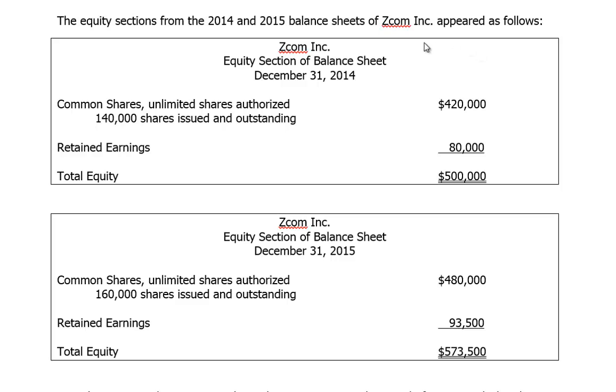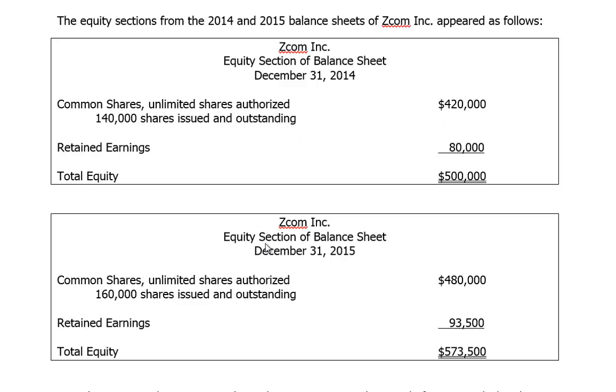In this question, we're given the equity section of the balance sheet for ZCom at the end of 2014 as well as at the end of 2015. You'll see in the question that they also give us some information on the declaration of dividends on the common shares throughout 2015. The question asks us to determine what our net income was for 2015.